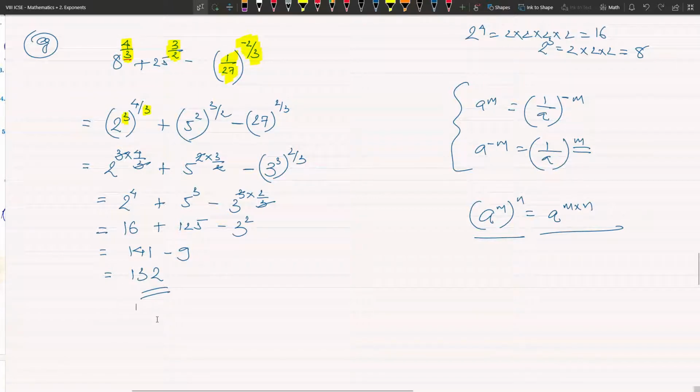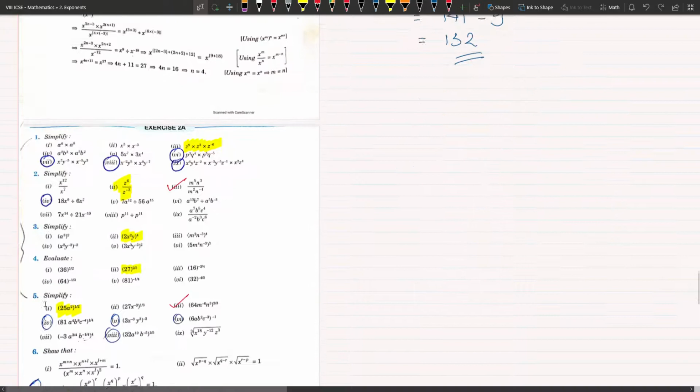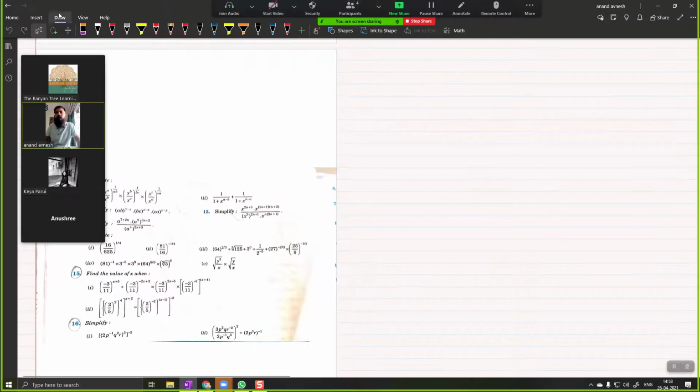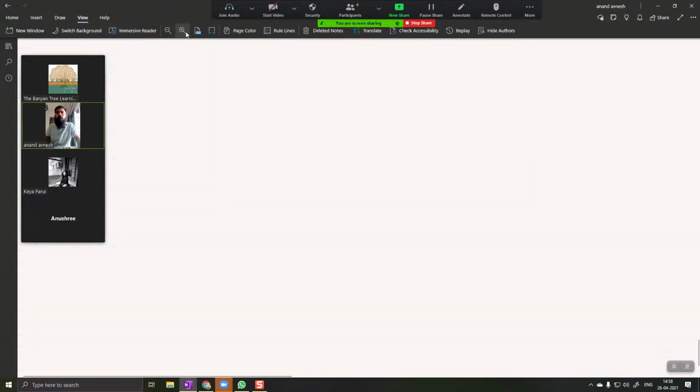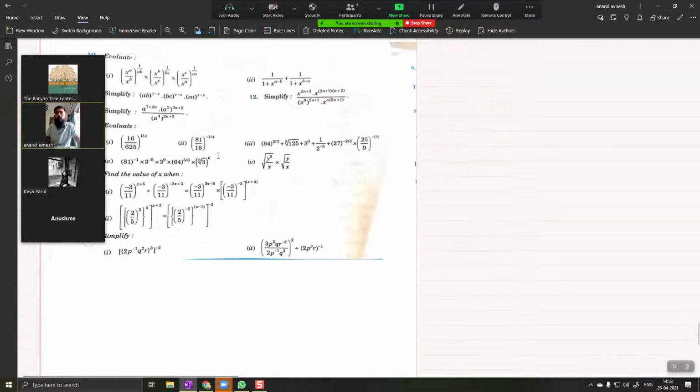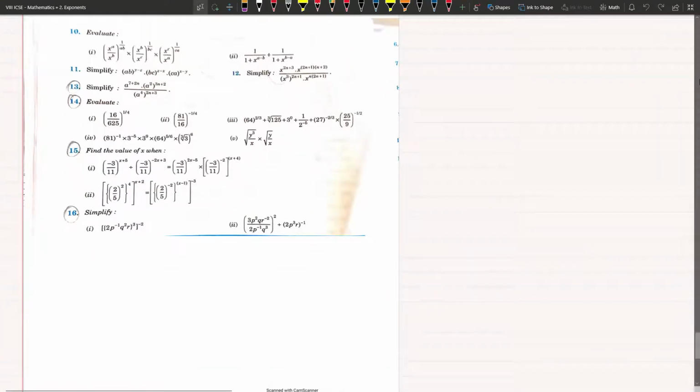Okay, the next question is for Kea. Kea, can you help me? Yes, sir. I will zoom in a bit. Kea, you have to help me with this question. Do you see in front of your screen?